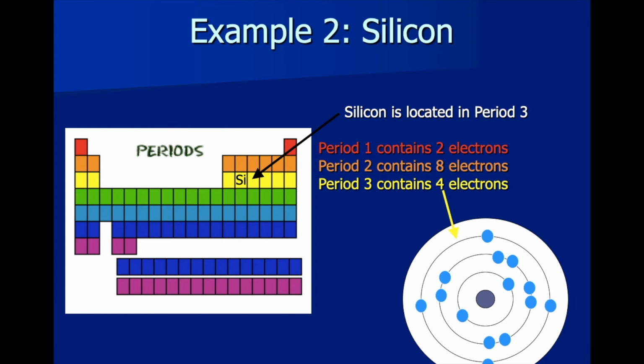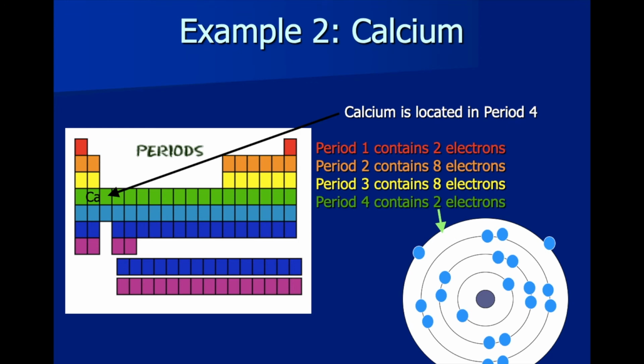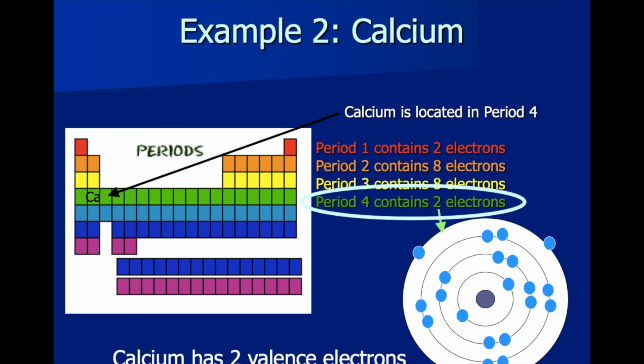Silicon is located in period 3. It has 2 electrons, 8 electrons, and then 4 electrons on the outer ring, therefore having 4 valence electrons. Calcium is located in period 4. It contains 2 electrons, 8 electrons, 8 electrons, and then in the last period, it contains 2 electrons. That means that it has 2 valence electrons.